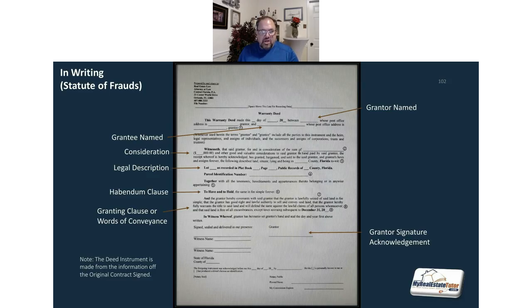On the bottom left, if you note, the deed instrument is made from the information off the original contract signed. This is where they get the information to make the deed. The provisions for the deed is pulled from the actual contract. Not all the information, but what makes a valid deed, they pull it off the contract, that information. Okay?